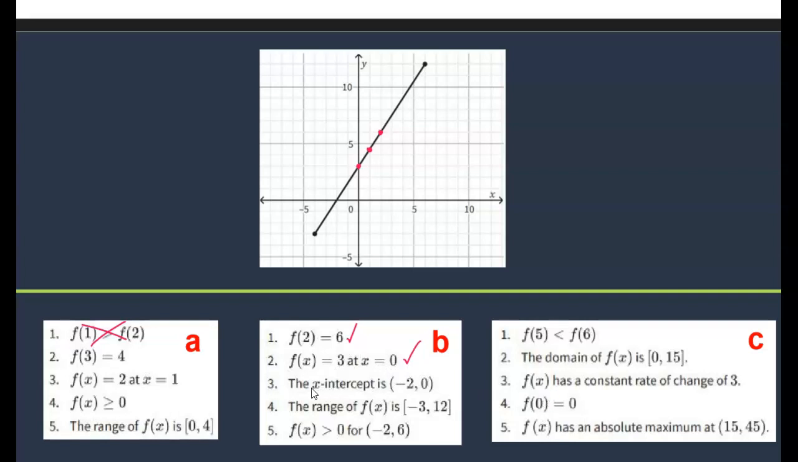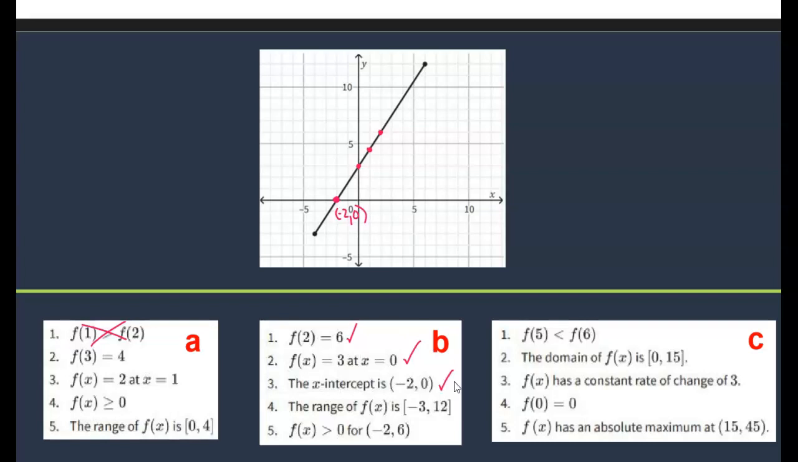Okay, how about the next one? The x-intercept is -2, 0. The x-intercept is where the function crosses the x-axis, which is right here. That's where it crosses. Is that point -2, 0? Let's see. -1, -2. Yep, that's right. And then there's no up or down, so this is in fact -2, 0. That is accurate.